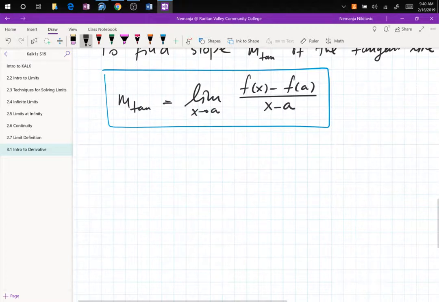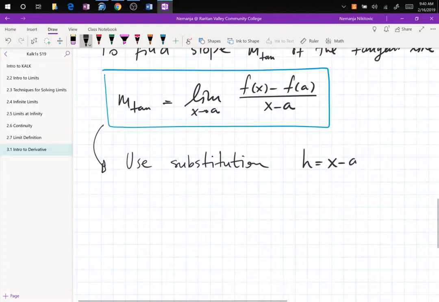So what am I going to do now? To transform this formula, I'm going to use substitution. Let h equal x minus a, the denominator, from where x is equal to x plus a plus h. And now we plug in.